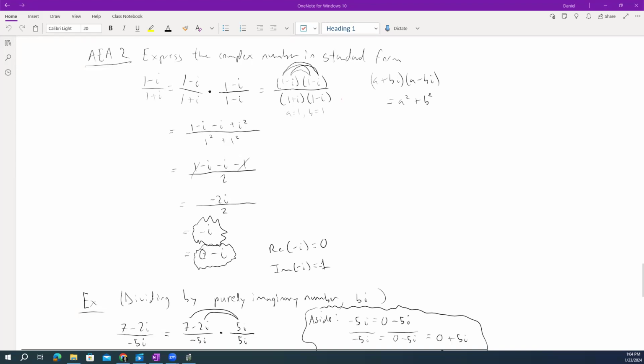Which, if we put that in standard form, is the same thing as 0 minus i. Your real part is 0, right? Your imaginary part is -1.